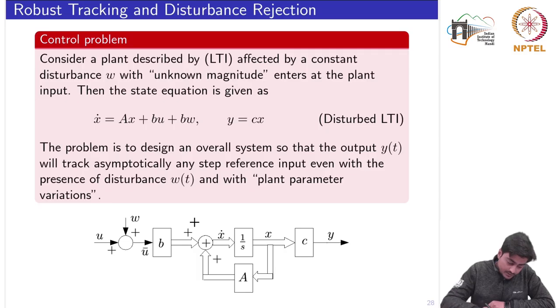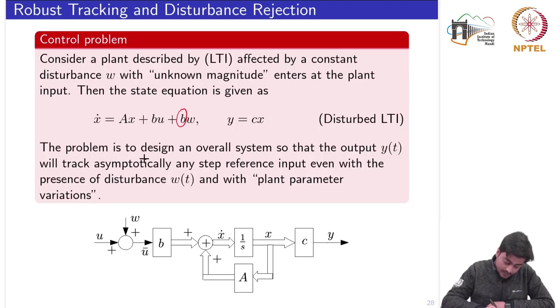So consider a plant. First of all we'll see how the control problem looks. Consider a plant described by a linear time invariant system affected by a constant disturbance W with unknown magnitude, which enters at the plant input. Now if this disturbance enters at the plant input, then in that case the state equation is given by x dot is equal to Ax plus Bu plus Bw. The distribution matrix of the disturbance signal would also remain the same. Okay, and y is equal to Cx, and we denote this equation as the disturbed LTI because of this W signal.